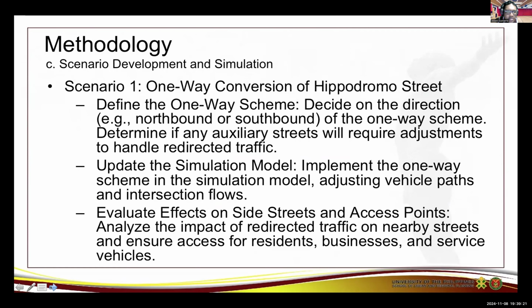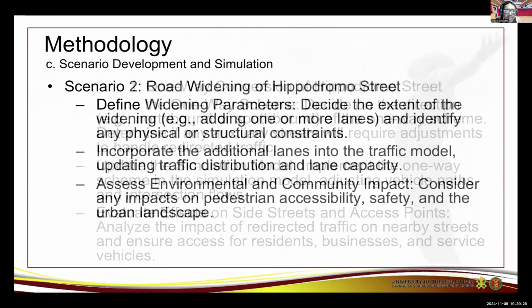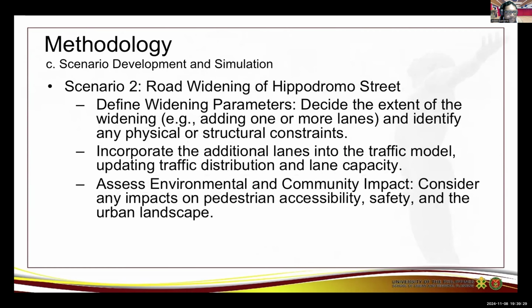Then the other scenario, scenario 2. Next slide, sir. The other solution that we are thinking is we will retain the two-way scheme on Hippodrome, but we will do road widening, sir. Since the circuit area is open, we can extend the lanes, sir.